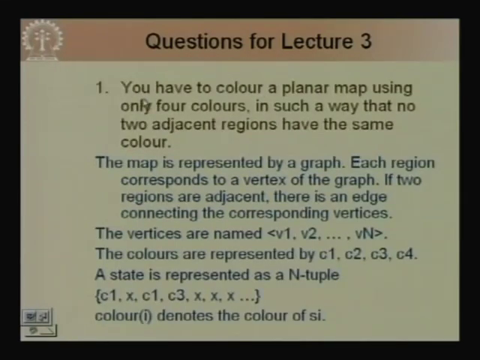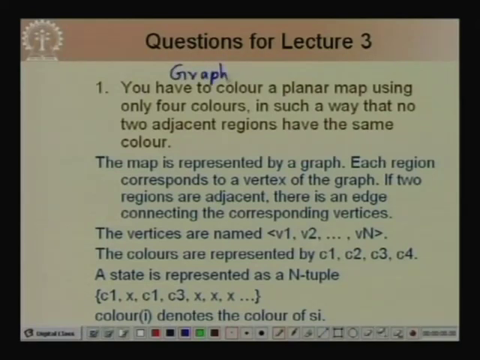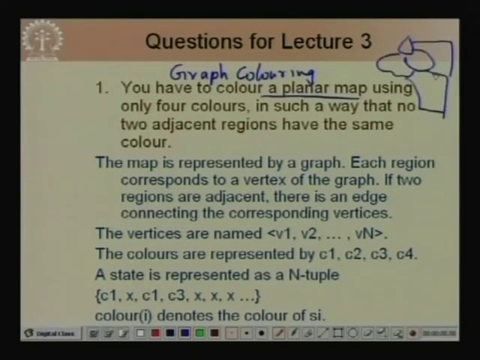The problems that we looked at in the last class: number one was the graph coloring problem. In the graph coloring problem, you have to color a planar map. So you have a map which has a number of regions. All of you are familiar with maps, and in the map there are several regions. These regions may denote different countries or different states, and you have to use some number of colors to color these regions such that no two adjacent regions have the same color.